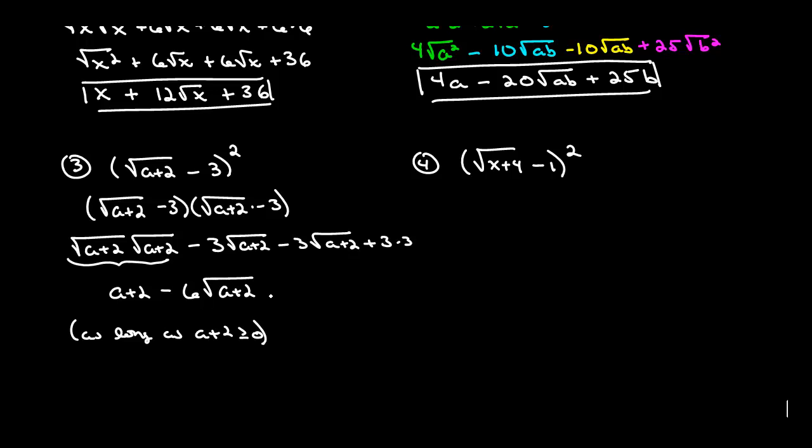Okay, and we end up with, we've got 2 of those guys, so we end up with 6 square roots of a plus 2, and then of course we have 9 at the end. So let's take this 9 and put it together with the 2 up in the front, so we'll get a plus 11 minus 6 times the square root of a plus 2.